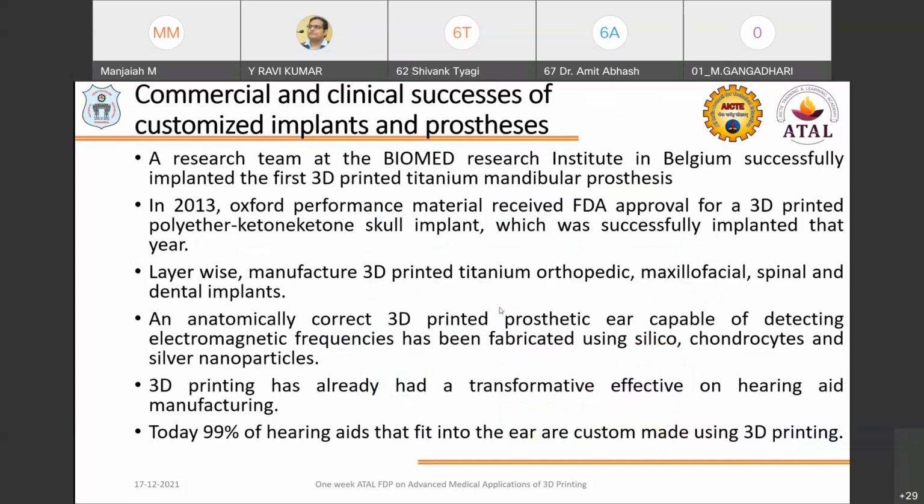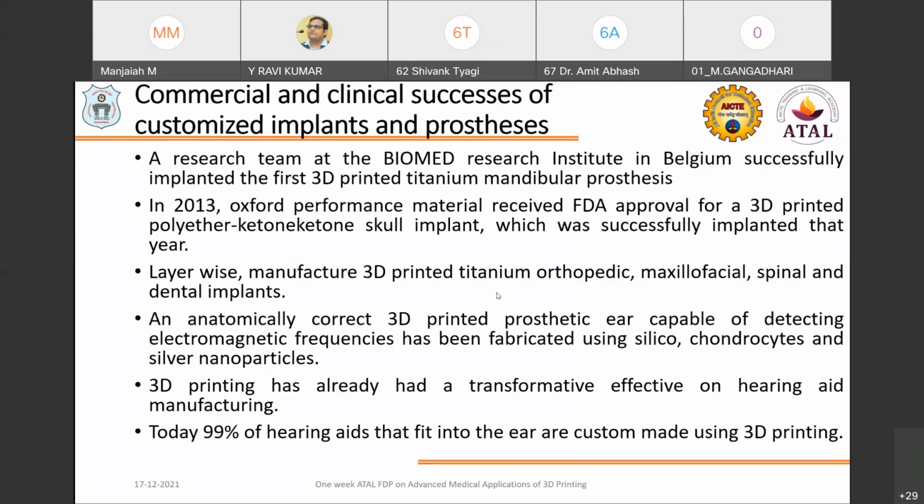And when you talk about the commercial and clinical success rate of customized implants and prostheses, as Reddy sir discussed in this morning's session, the success rate with respect to metal implants in India is very, very low. But in the US market, many companies, as I mentioned, Stratasys, GE, SLM Solutions and even RCAP, already manufacture parts by this kind of metal AM process, already FDA approved and already implemented in particular patients with specific requirements.